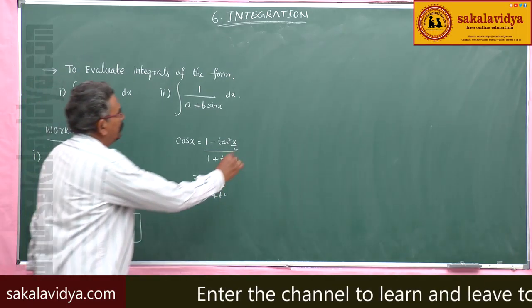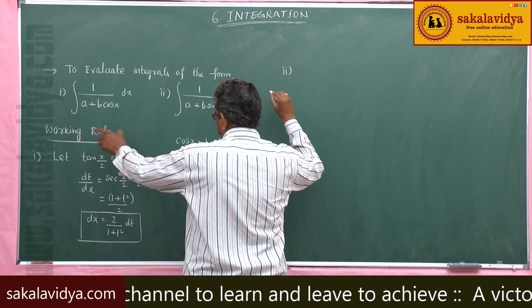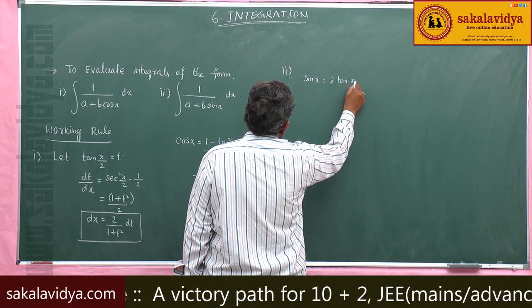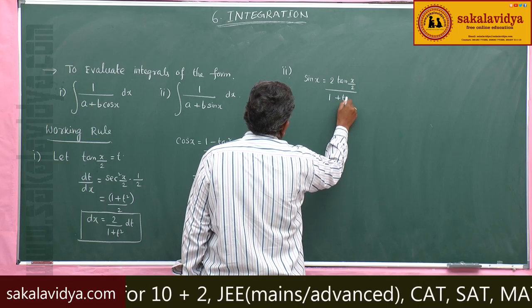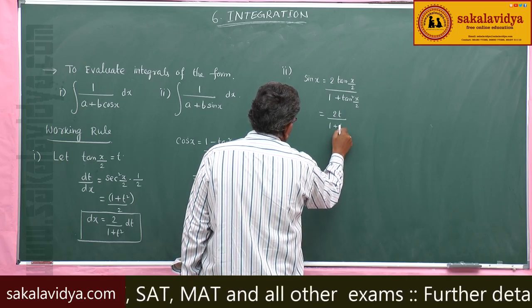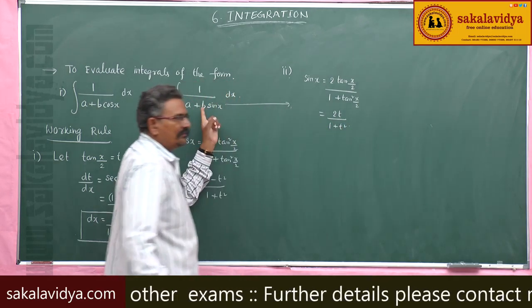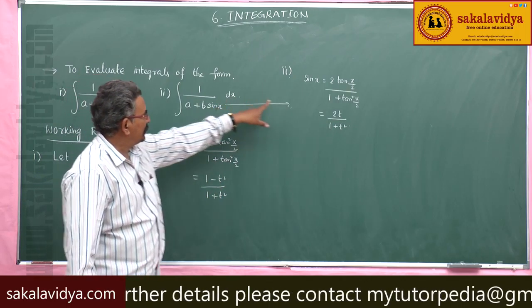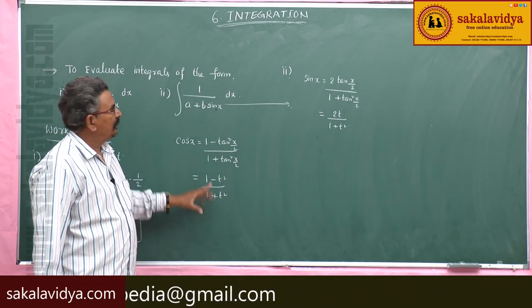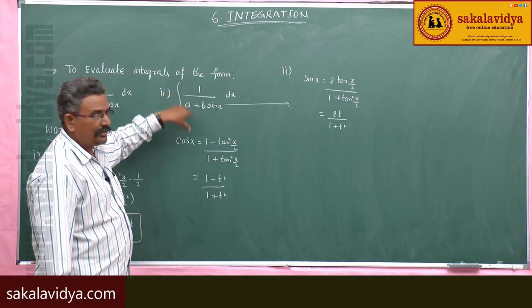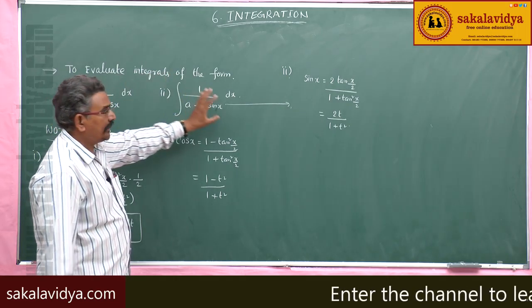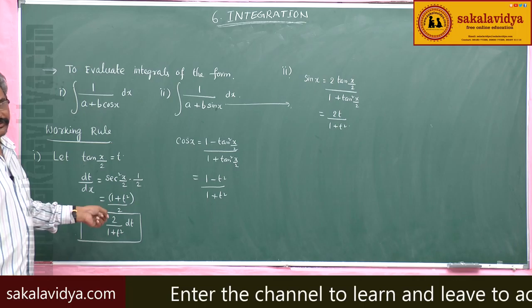Similarly for the second one, same procedure. The sin x, we know in terms of tan, is 2 tan x by 2 by 1 plus tan square x by 2. Now this becomes 2t by 1 plus t square. So in the case of this one, in the place of sin x, replace 2t by 1 plus t square. In the place of dx, 2 by 1 plus t square dt. Then we get the known integral using the known integrating formulae. So we can find out the integral of the second one also. The first one and second one can be done using these kinds of substitutions.